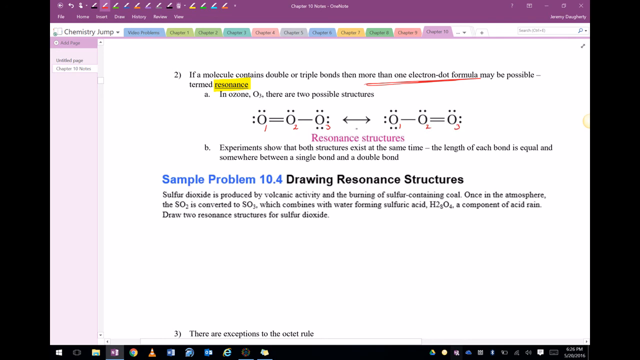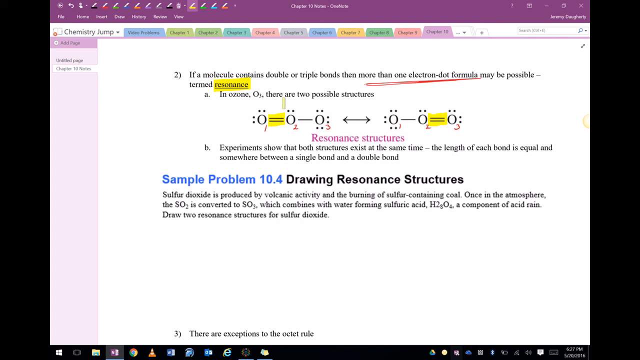All right. So notice you can draw 2 different structures here. You can draw one where the double bond is between oxygen 1 and 2, or you can draw one where the double bond is between oxygen 2 and 3. Now remember, those are 3 completely different oxygens. Okay. So which one is right? Well, experimental evidence tells us they're both right.